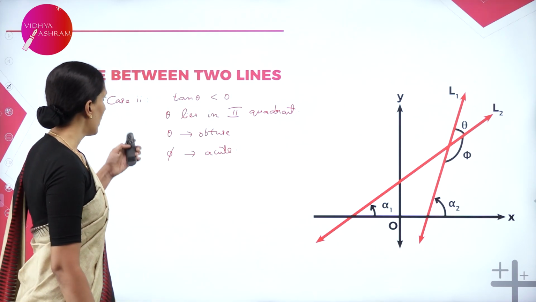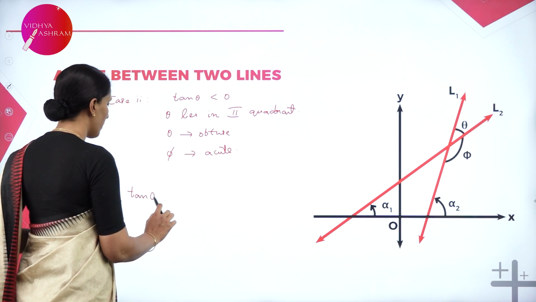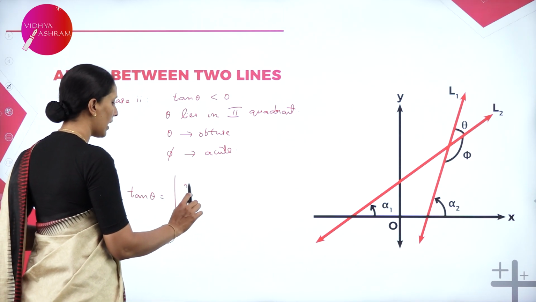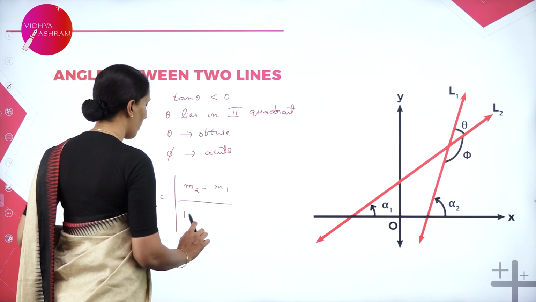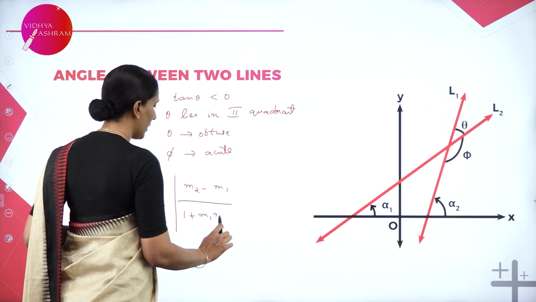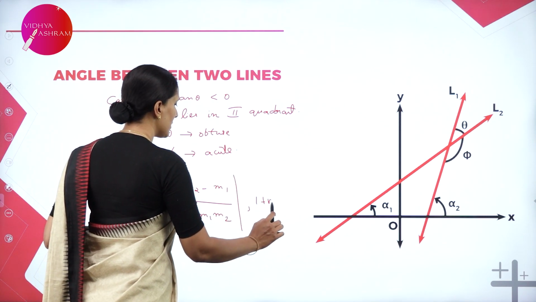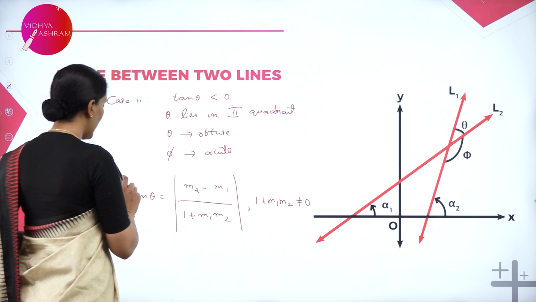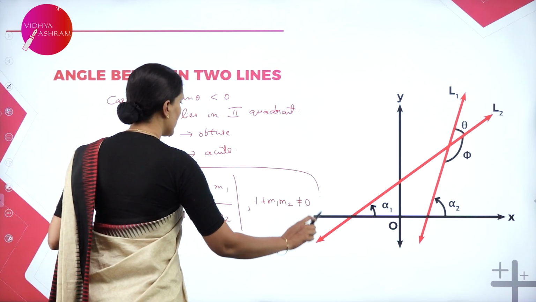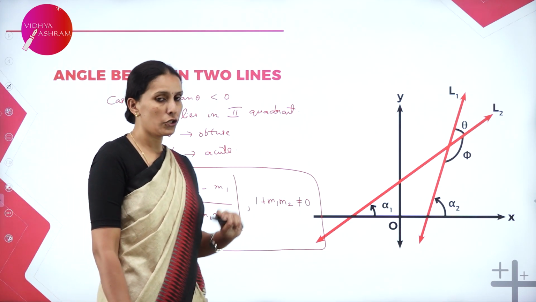So thus, in both the cases, the formula can be used with the help of modulus: modulus of (m2 minus m1) divided by (1 plus m1 m2). So here the condition is that 1 plus m1 m2 cannot be equal to 0, and hence this is the required standard formula to calculate the angle between any two lines.